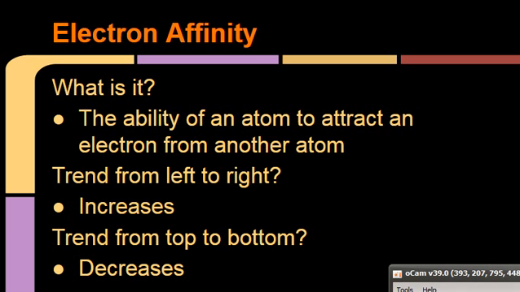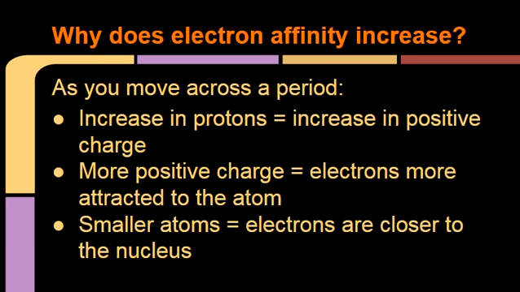Then when we look from top to bottom on the periodic table, it's going to decrease as you go down. So the elements closer to the bottom of the periodic table do not attract an electron as easily as the elements towards the top of the periodic table. So then, why does the electron affinity increase as you move across a period?